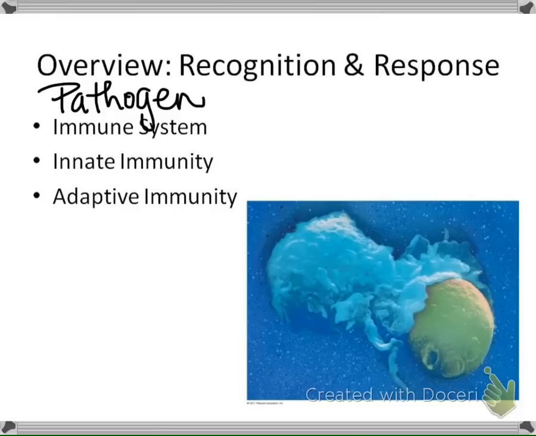An animal's body is like a wonderland. It's a source of nutrients, a protected setting for growth and reproduction, and a means of transport for any pathogen that wants to use it as a host. But animals fight back. The immune system, we're going to have 4 parts here. The one we're doing today is innate immunity. And innate immunity is going to be active immediately.